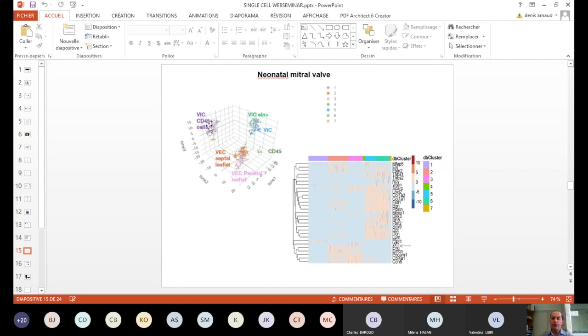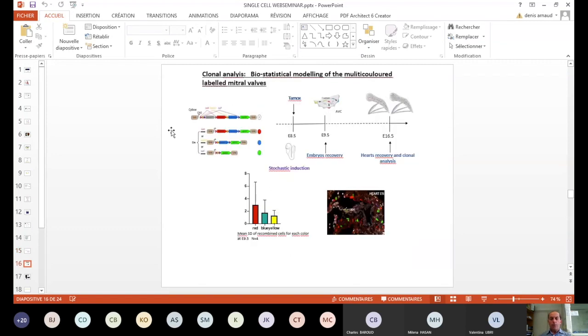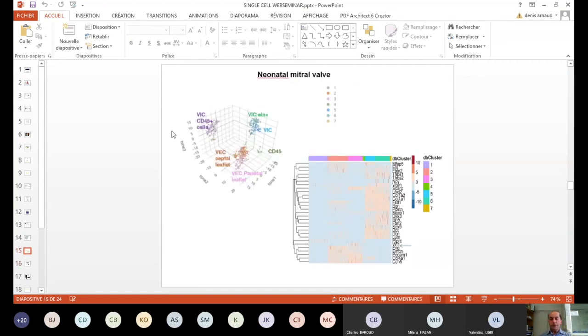And you see very separated all these CD45 positive cells, which are known to be present in the valve, even if we still don't know if they are coming all along the development of the valve, or if these are CD45 positive cells migrating later on into the valve. So, in fact, this single cell sequencing approach was very useful.